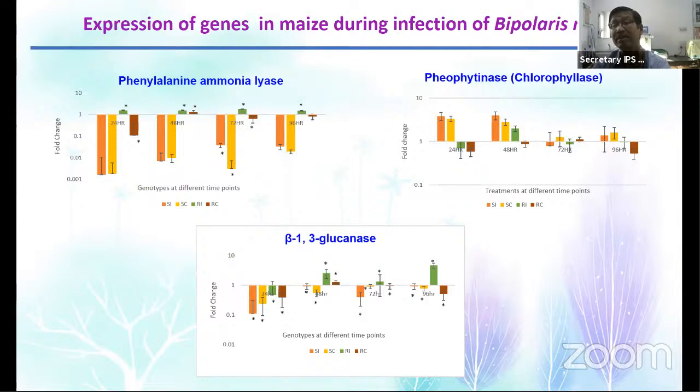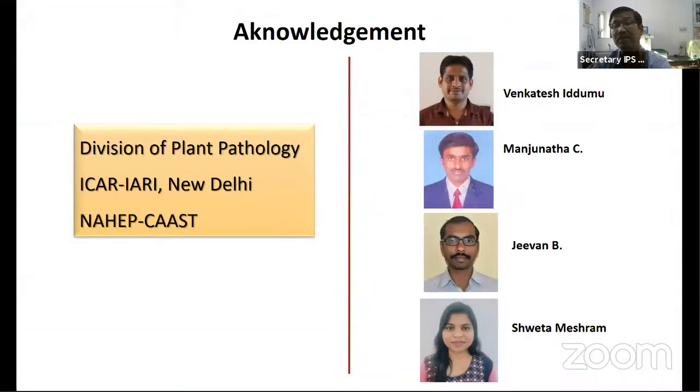So in four different ways we studied the resistance mechanisms which are prevailing in the highly resistant inbred lines as compared to the highly susceptible inbred lines under Indian maize genotype studies.